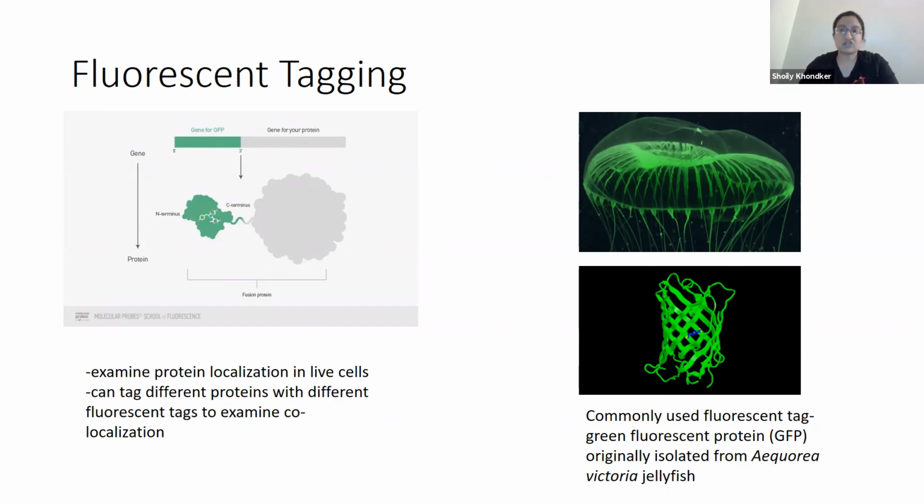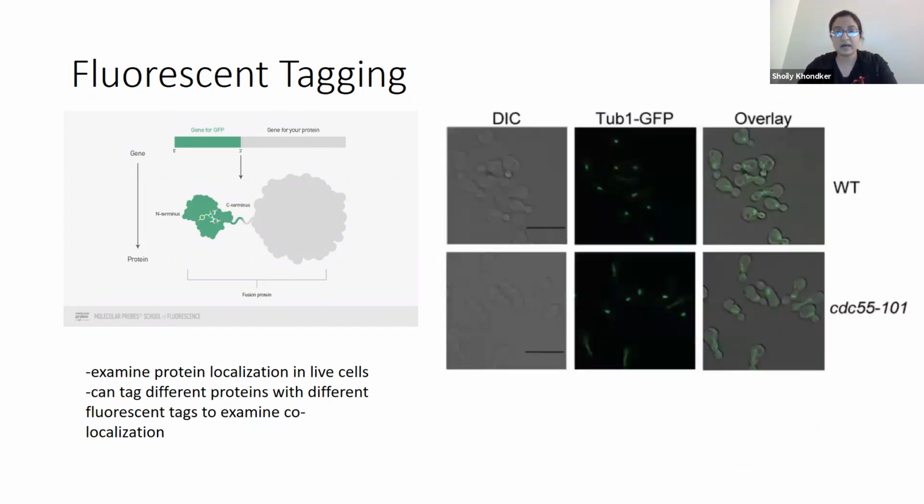There are variations of GFP that appear as different colors by fluorescent microscopy. So there's also red fluorescent protein, there's cyan fluorescent protein. So again, multiple genes can be tagged with different colors of fluorescent proteins, and this may give you some insight into whether or not there's a protein-protein interaction or if they're co-localized. And this is an example of how this would appear under a fluorescent microscope.